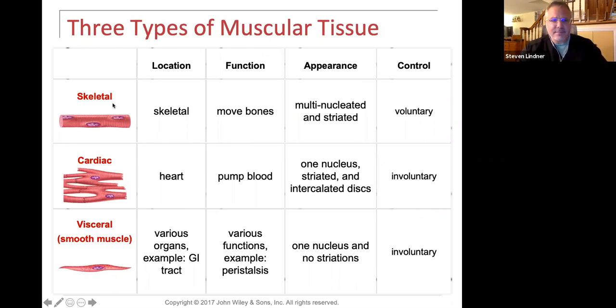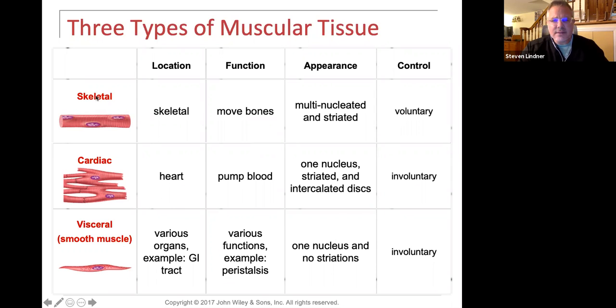When you look at skeletal muscle and we compare and contrast it with cardiac and visceral muscle, you'll see that both skeletal muscle and cardiac muscle are considered to be striated in appearance. But skeletal muscle is the only one of the three that is voluntary. Both cardiac and smooth muscle are considered to be involuntary. Smooth is considered smooth because under the microscope, there are no striations that we see with skeletal and cardiac.